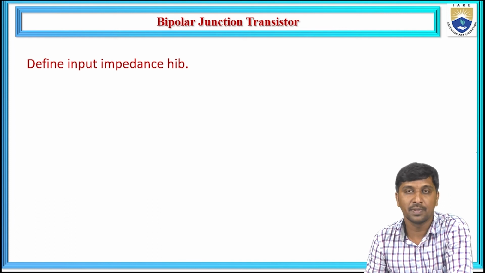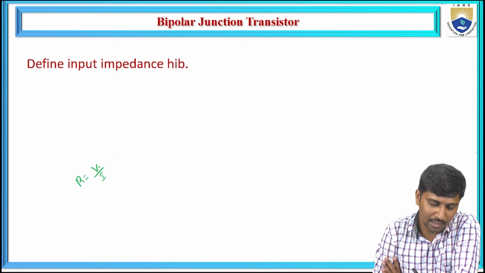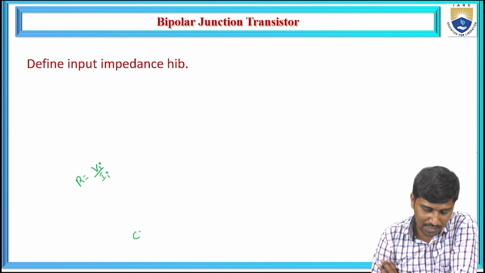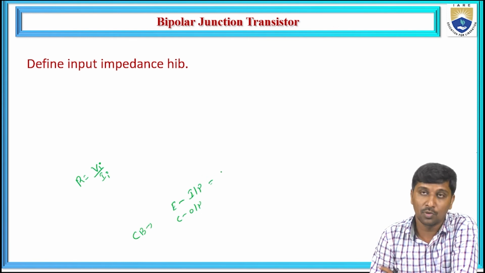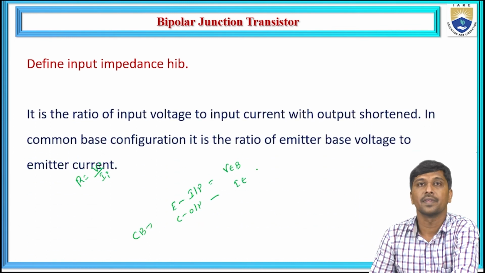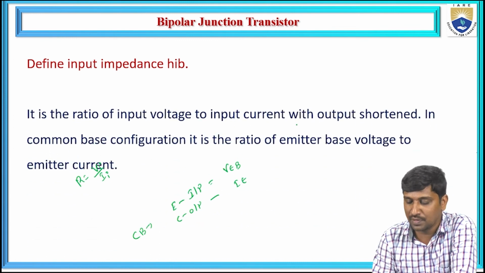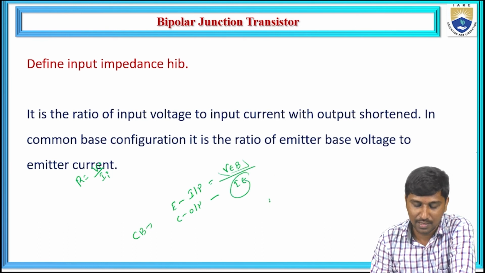Now define input impedance, HIB. Input impedance, R, is nothing but V by I, the input voltage to the input current. For this common base, the emitter acts as the input and the collector acts as the output. Input voltage is the voltage between emitter and base, VEB, and the input current is IE. So hence it is the ratio of input voltage to input current with the output short circuited. In a common base configuration, the ratio of emitter base voltage, VEB, to the emitter current, IE. So hence HIB is represented as VEB by IE.